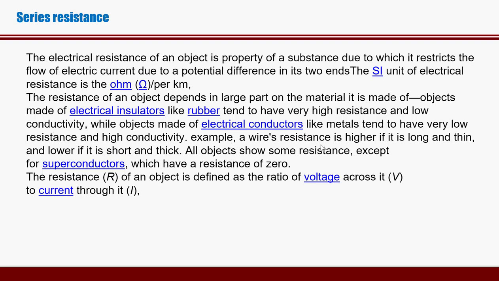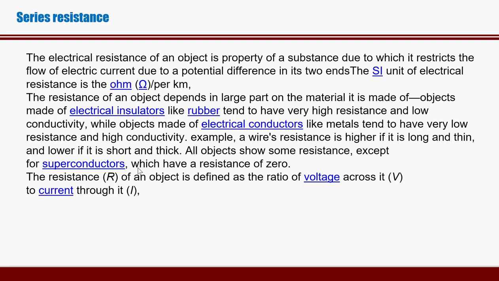For example, a wire's resistance is higher if it is long. Also, the resistance depends upon the material's cross-sectional area. So if you take a wire, its resistance is higher if it is very long and very thin, and the resistance is lower if it is very short and very thick. So these parameters are considered for the overall effect on resistance.